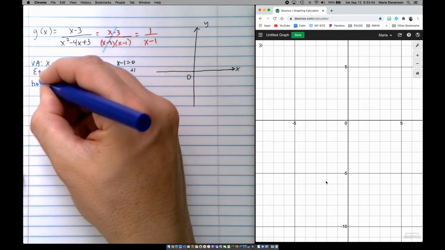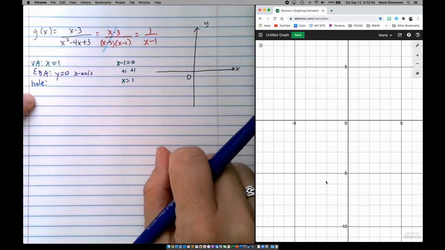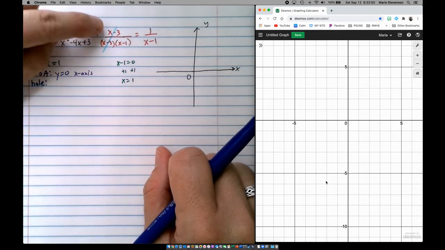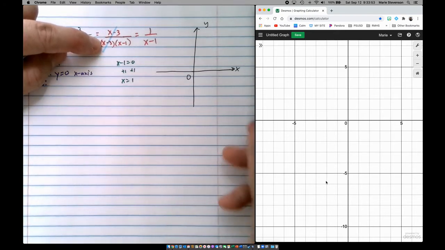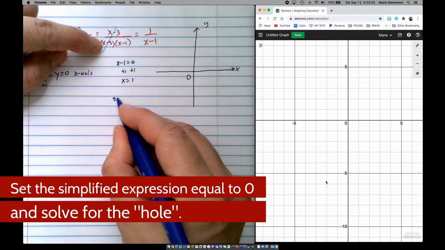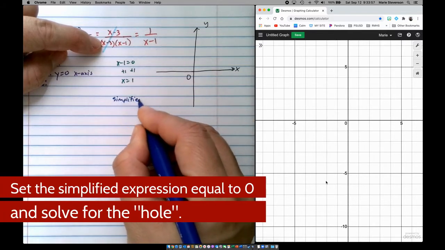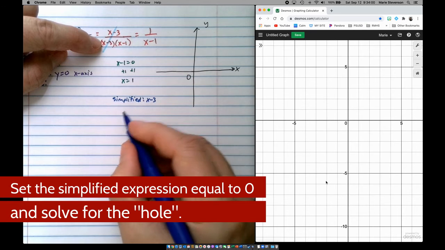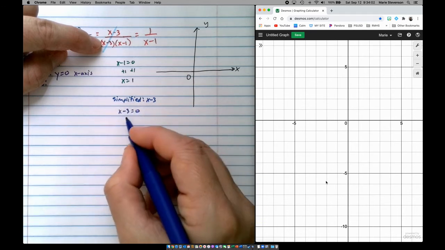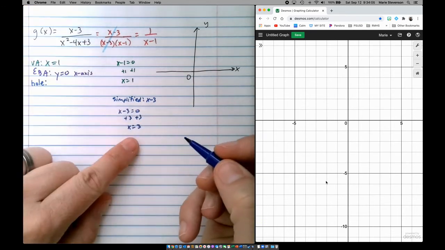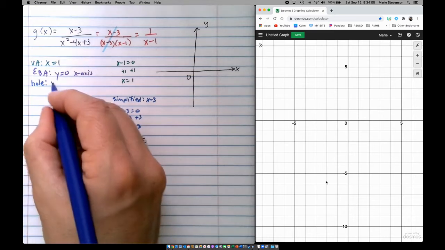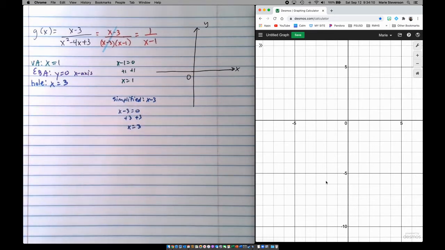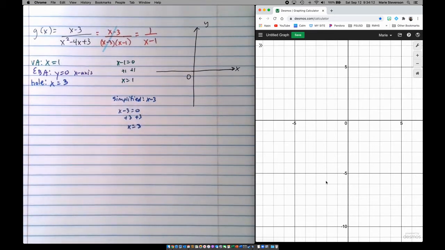Next, let's figure out if this has a hole. Well, remember, a hole exists, or in other words, the removable discontinuity exists when a quantity simplifies. Well, there was a quantity that simplified here. So what we're going to do is take whatever simplified. In this case, it was x minus 3. We're going to set that equal to 0 and solve. Now I know where my hole is, or when it exists. It exists when x equals 3. So I can see again I have two domain restrictions. I have a vertical asymptote at 1 and a hole at 3.